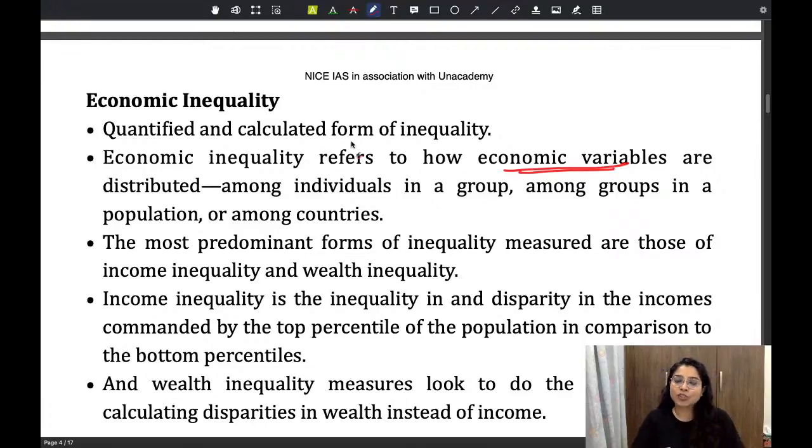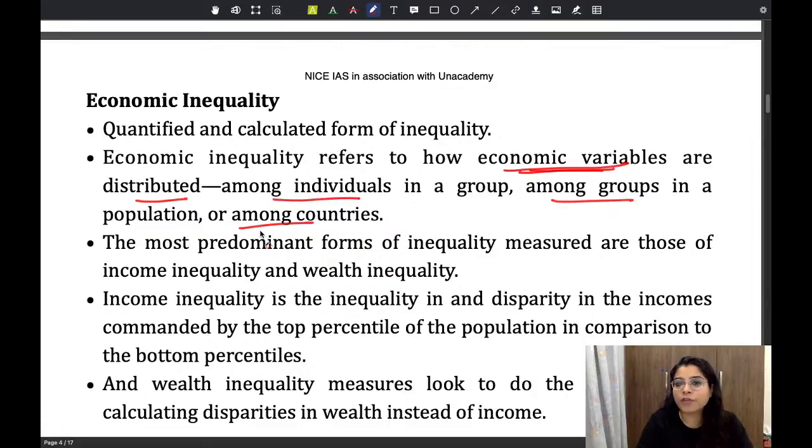Right? Coming back to the point of economic inequality, something which can be quantified, something which can be calculated. How do you define it? Economic inequality refers to how economic variables are distributed. That can be among individuals in a group, among groups in a population, and among countries. So it can range from individuals to countries. You often see middle income countries, low income countries, rich income countries. So all these are a range of inequalities of economic variables that you see.